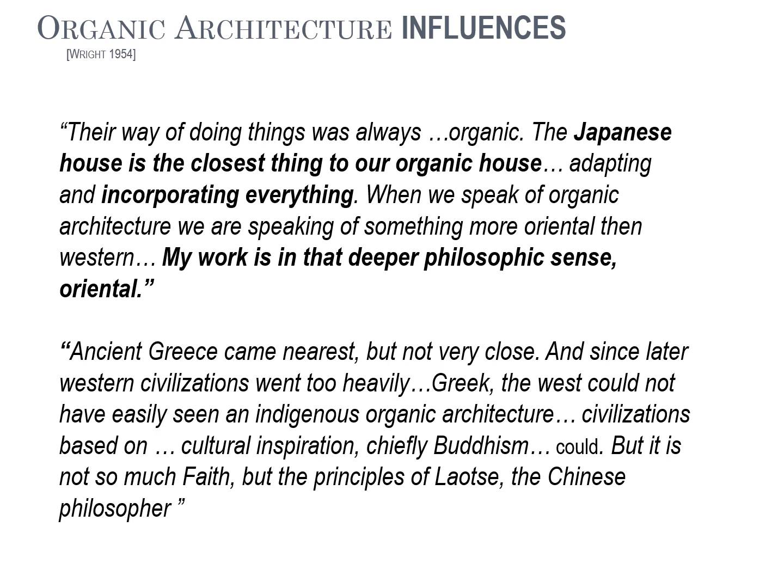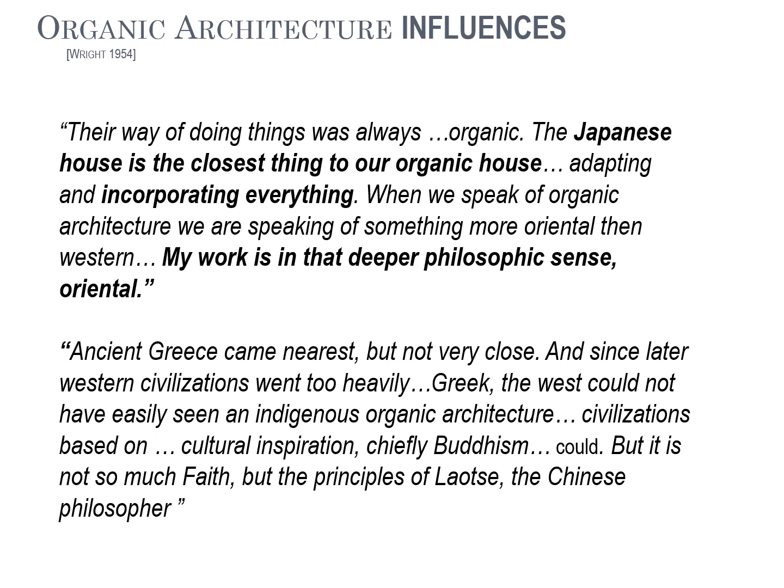Now, these are Frank Lloyd Wright's words speaking of Japanese architecture. He had a very large ego and didn't want to admit that he was directly influenced by the Japanese. But he's quoted as saying, the Japanese house is the closest, or the way of doing things was always organic. The Japanese house is the closest thing to our organic house, adapting and incorporating everything. When we speak of organic architecture, we are speaking of something more Oriental than Western. My work is in that deeper philosophical sense Oriental.